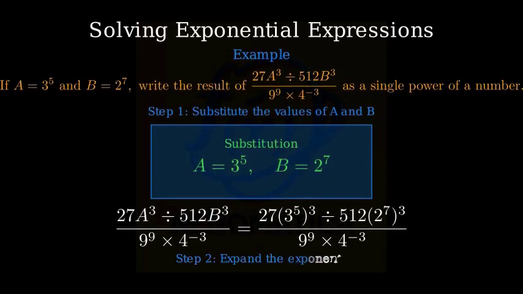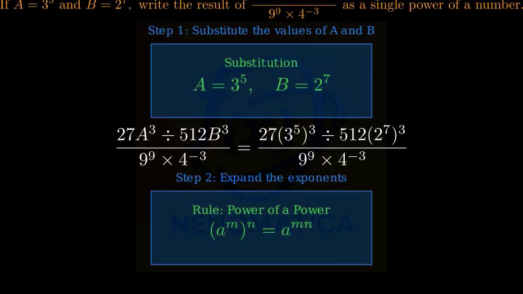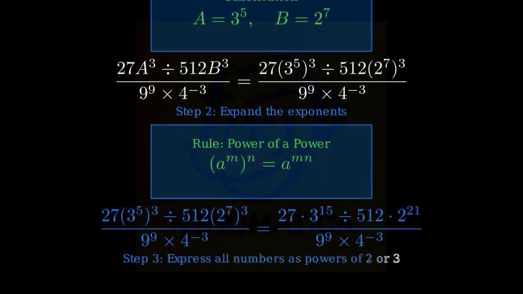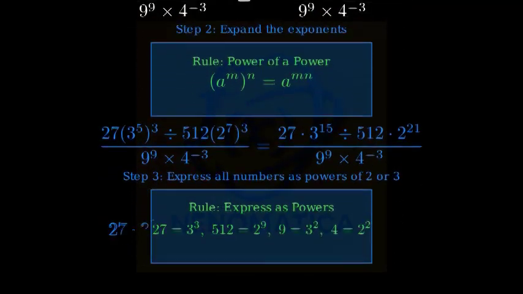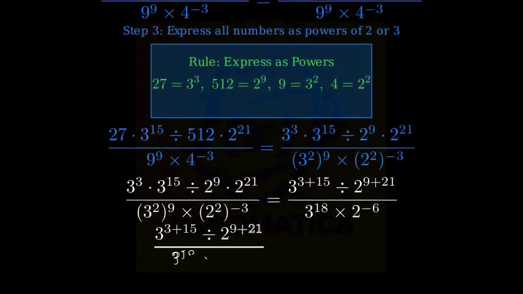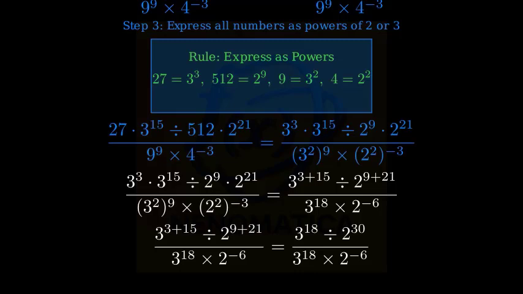Next, we need to simplify the powers. We know that when we have a power raised to another power, we multiply the exponents. So 3 to the 5th power cubed becomes 3 to the 15th power. And similarly, 2 to the 7th power cubed becomes 2 to the 21st power. Now we'll express the numbers in terms of powers of their prime factors. 27 is 3 cubed. 512 is 2 to the 9th power. 9 is 3 squared. And 4 is 2 squared. Let's substitute these values back into our expression.